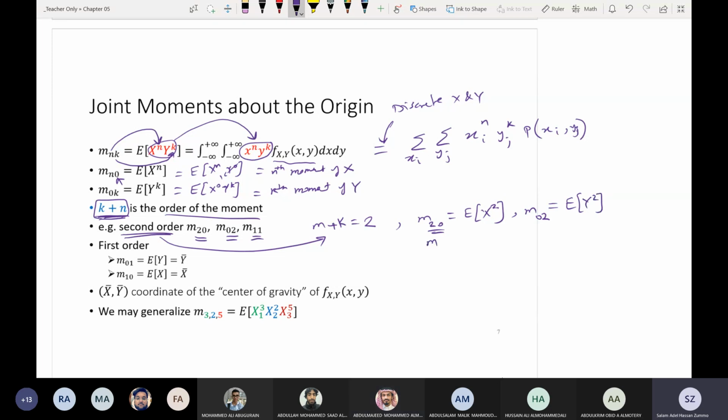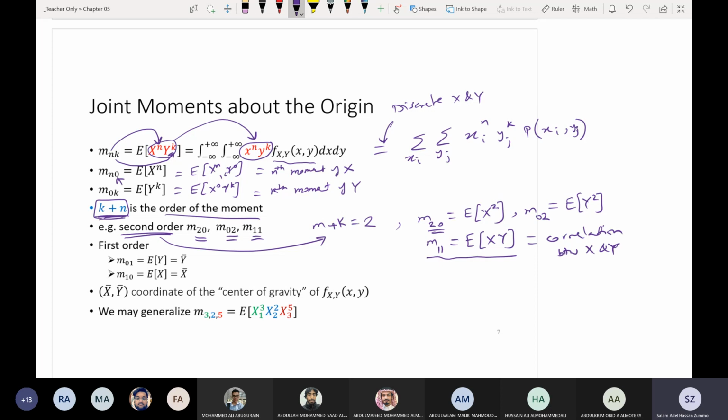What about m11? n1 k1. X multiplied by y, exactly. Now this is a very special one that we'll talk about in the next slide. We call it correlation between X and Y. We'll come to it in a minute.